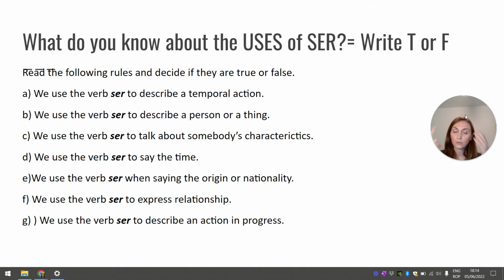Pause, think, write true or false. After you have done that, let's check together, shall we?